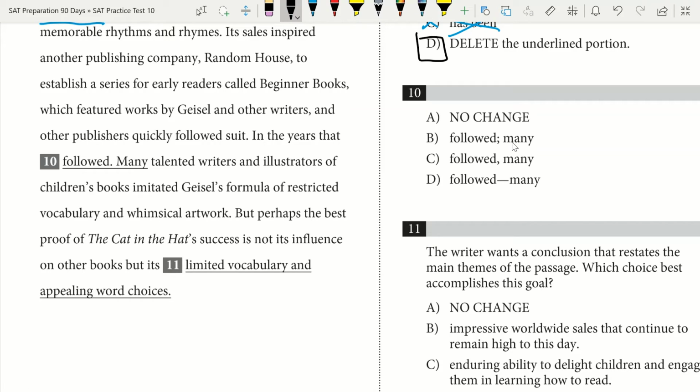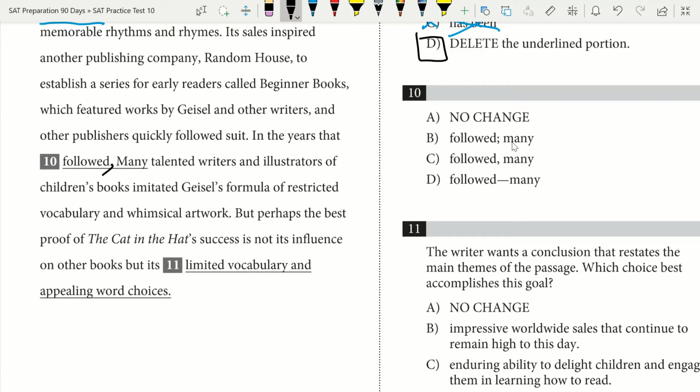All right, its sales inspired another publishing company, Random House, to establish a series for early readers called Beginner Books, which featured works by Geisel and other writers, and other publishers quickly followed suit. In the years that followed, that has to have a comma after that. How do I know that immediately? Well, I know that immediately because "in the years that followed" is not a full sentence on its own. Okay, it's like an introductory clause, right?